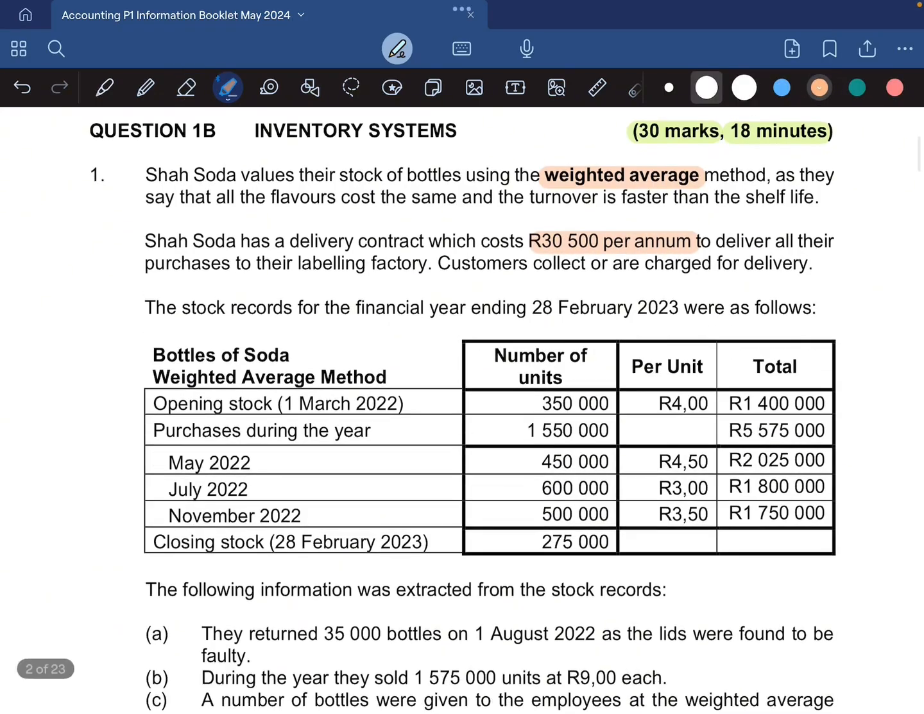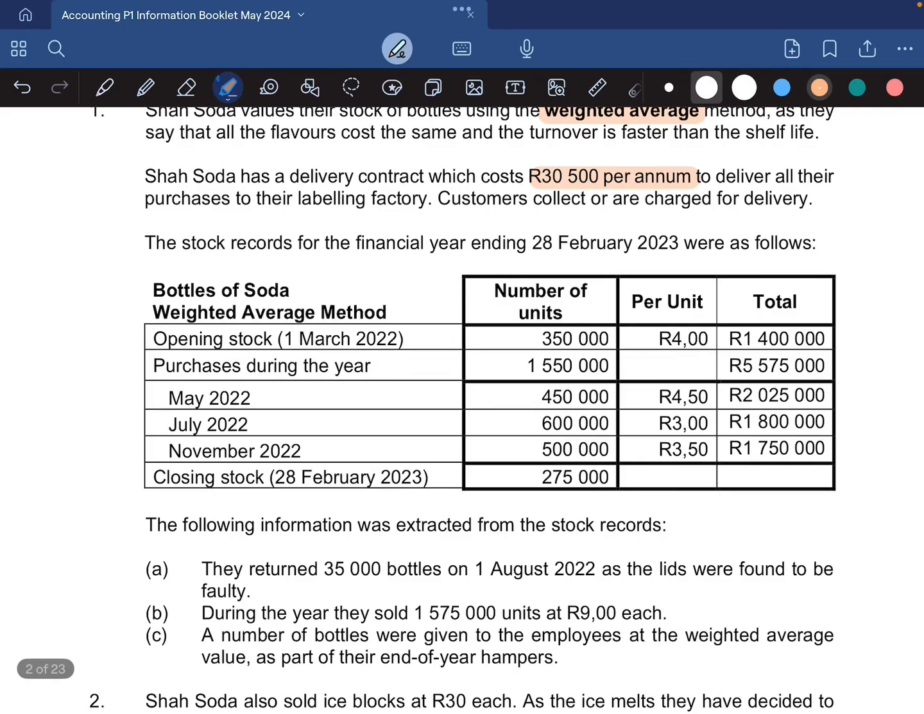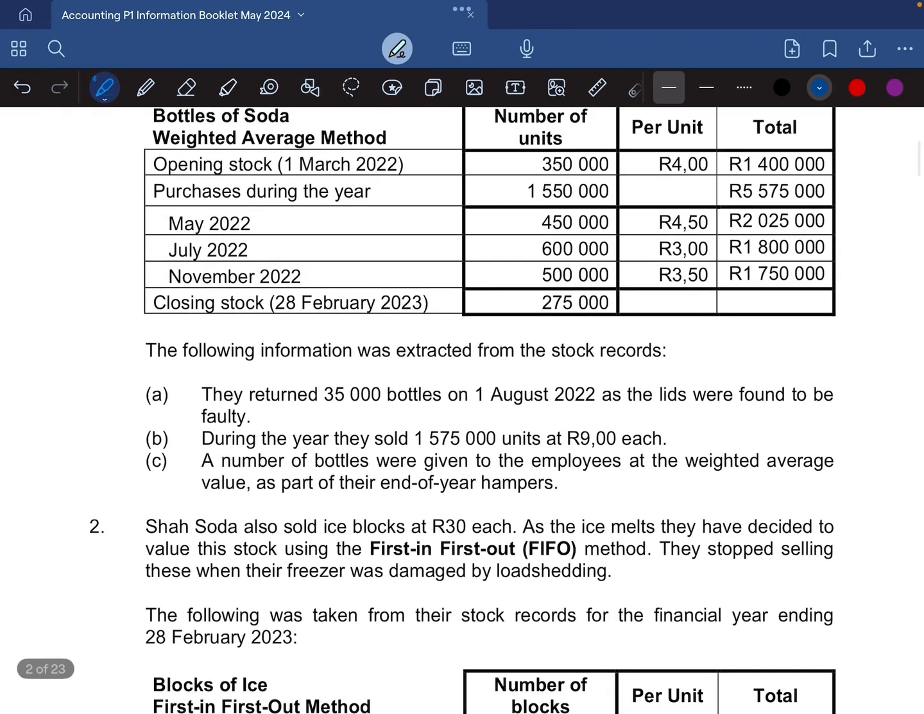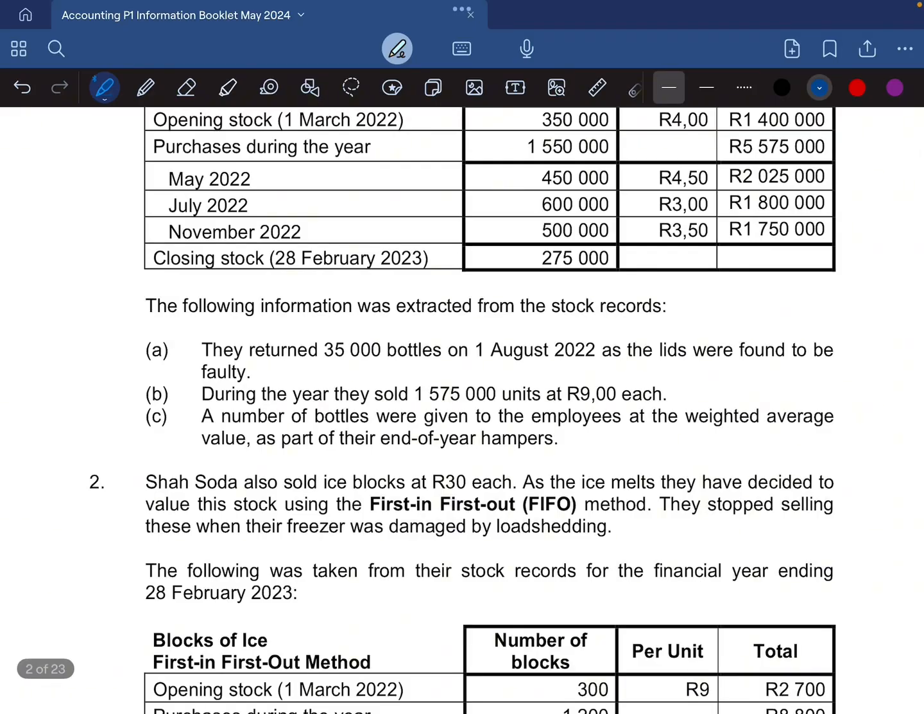So now we know that the stock records for the financial year ending 28 Feb 2023 were as follows. So this is the year ending 28 Feb 2023. We need to know our year end. And then we have the bottles of soda. So they were given our opening stock, purchases, and then we also have our closing stock on the 28th of February 2023. So now we have the following information that was extracted from the stock records that we also need to take into account.